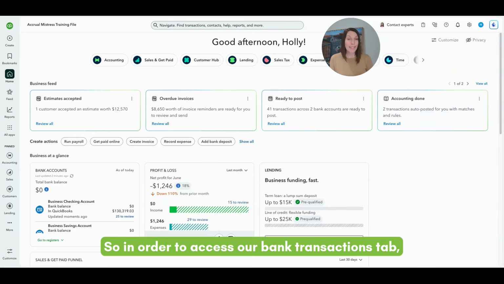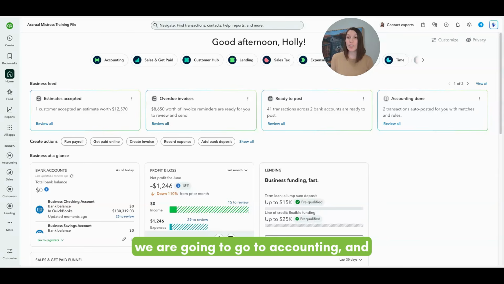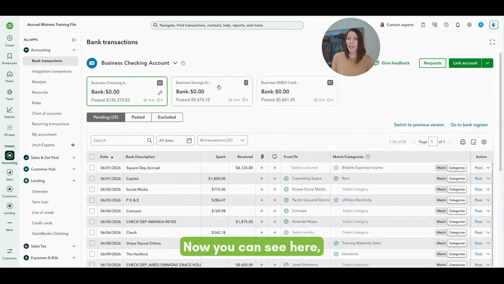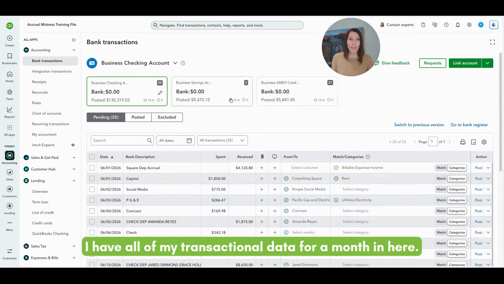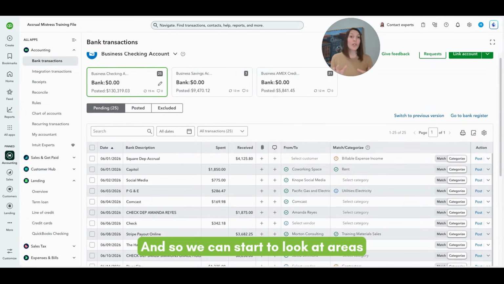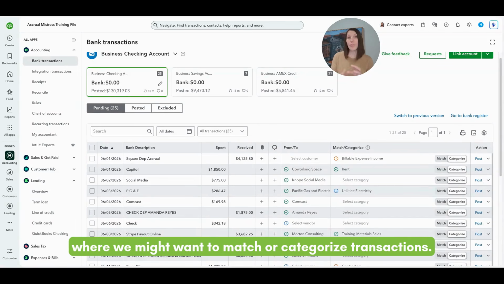So in order to access our Bank Transactions tab, we are going to go to Accounting, and then Bank Transactions happens to be the first option that pops up. Now you can see here, I have all of my transactional data for a month in here. And so we can start to look at areas where we might want to match or categorize transactions.